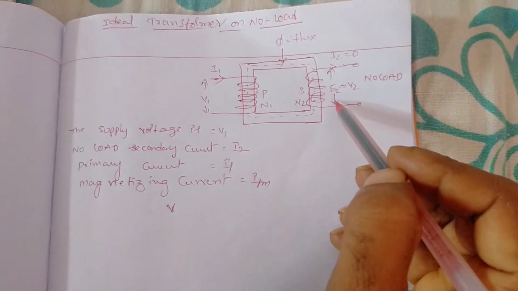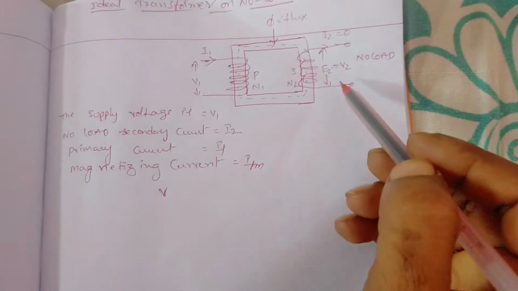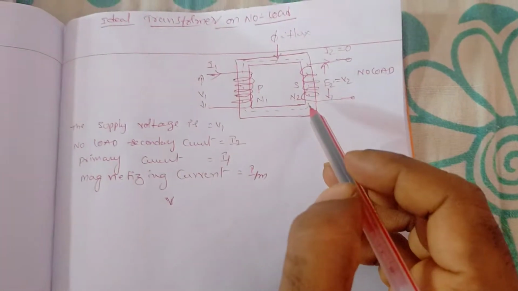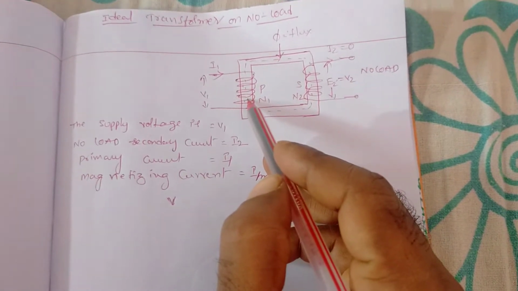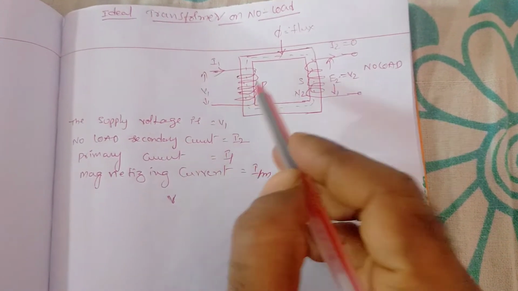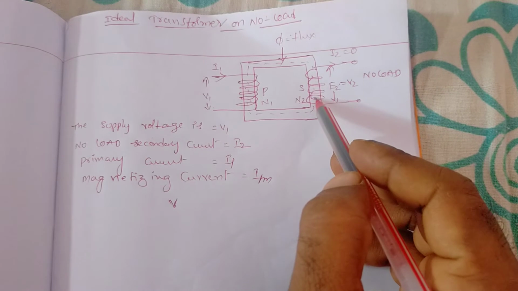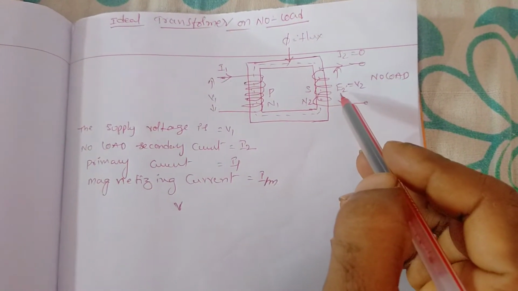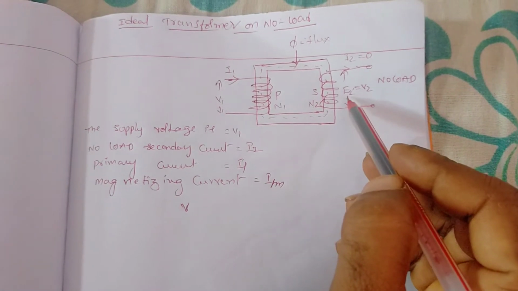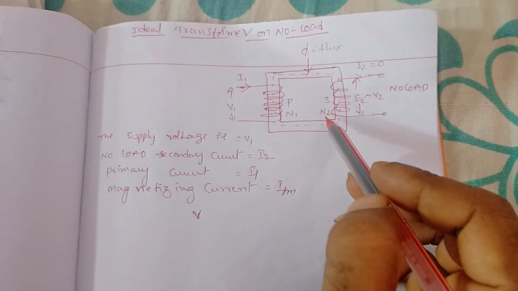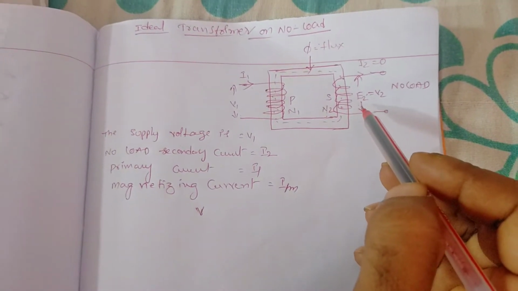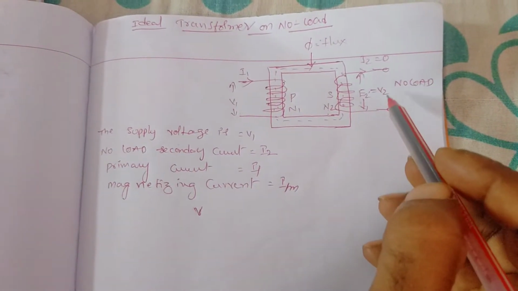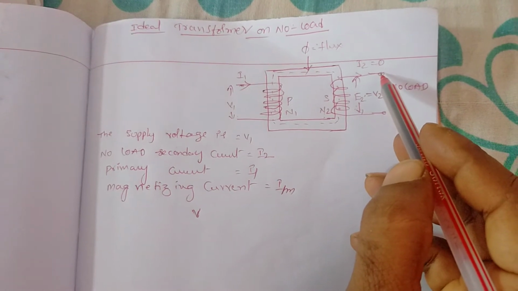This induced EMF depends upon the number of turns on the secondary side, N2, because N1 is the number of turns on the primary side and N2 is the number of turns on the secondary side. According to the EMF equation, we know that the induced EMF E2 depends upon N2. So due to E2, current I2 flows through the secondary. This is the load. So, ideal transformer on no load.